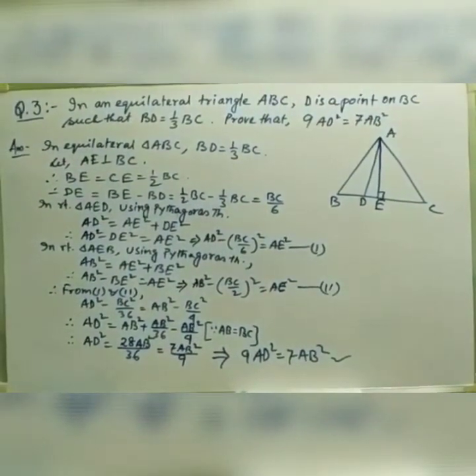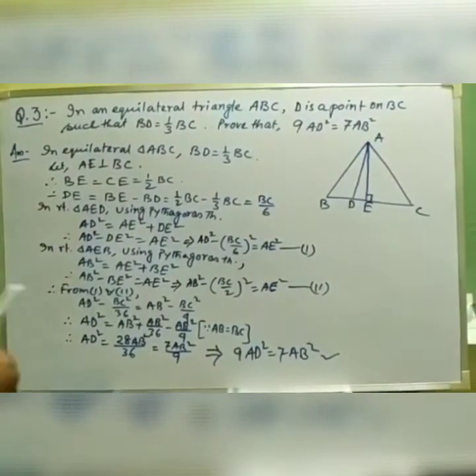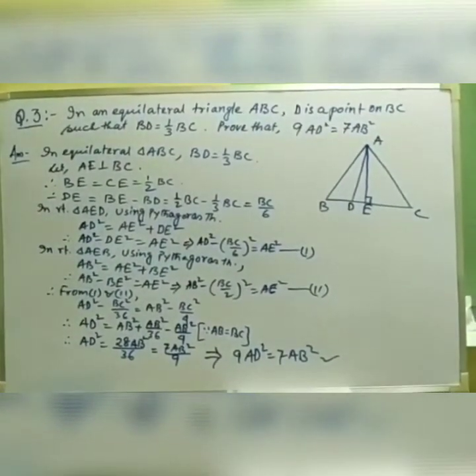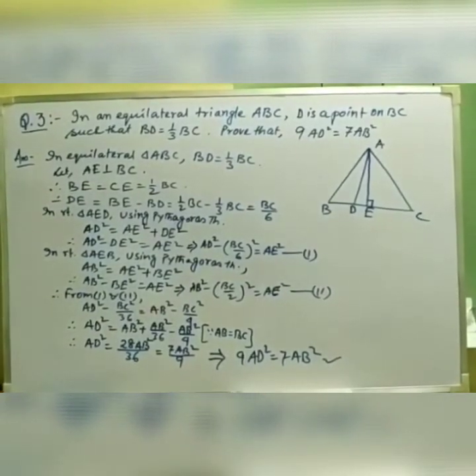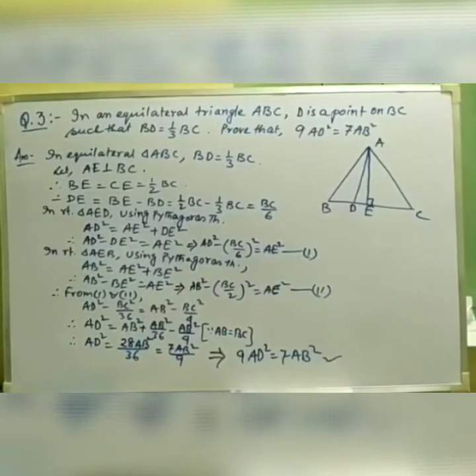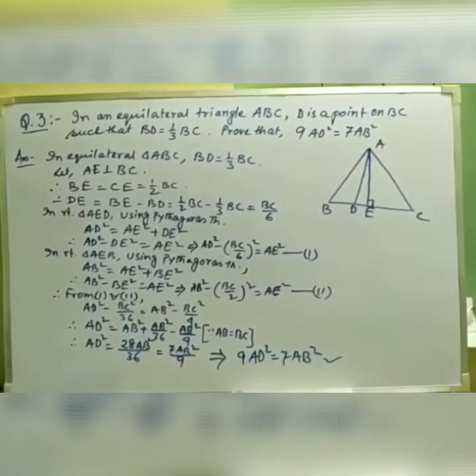This is one of the most important questions that I have solved here. It is very easy to solve using Pythagoras theorem, but you need to understand the method, that is, when and which triangle we have to take to apply the Pythagoras theorem. So this is all about question number 3.